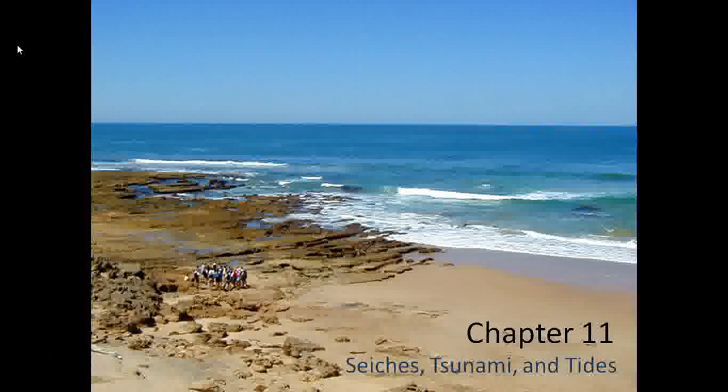Chapter 10, if you remember, introduced different types of waves and their basic properties. The second part of the chapter talked about the most common waves that we see, which are the wind waves. This chapter, chapter 11, adds on to that and talks mostly about the other types of waves: the shallow water waves that have a longer wavelength, so they're kind of big waves, like seiches and tsunamis, and the tides, which have the longest wavelength of all.